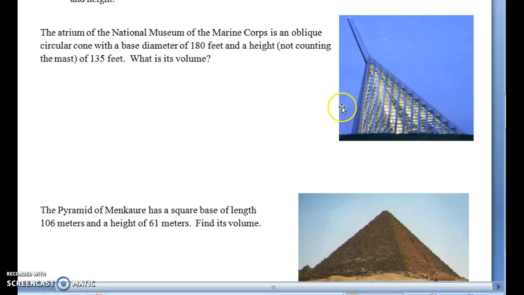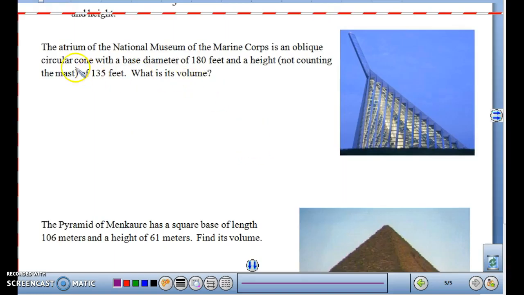Okay, so let's find the volume. The atrium of the National Museum of the Marine Corps is an oblique circular cone with a base diameter of 180 feet and a height, not counting the mast, of 135 feet. So this is a picture of it right here. I don't know how well it's going to come out on your picture when I copy it, but we'll see. So basically what's happening, this is an oblique circular cone. So we have a cone like this, this is the base, a circle, and it's oblique. This is the base down here, and then it's going to go up kind of like this.